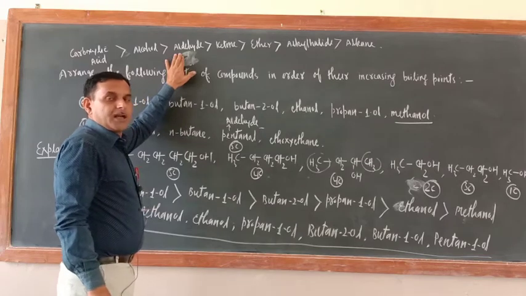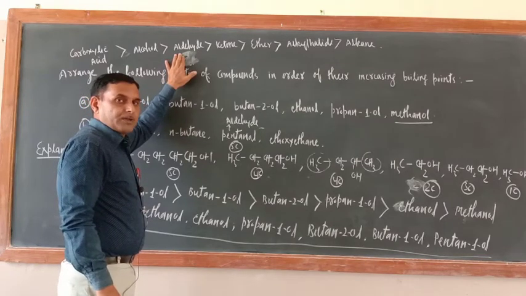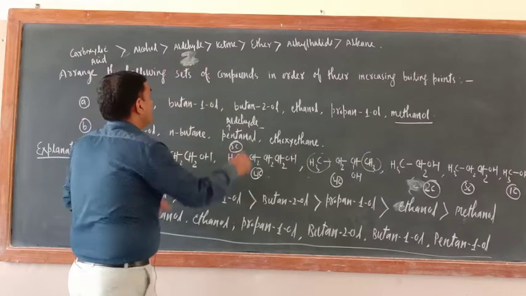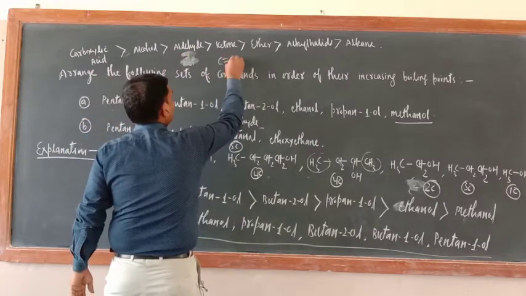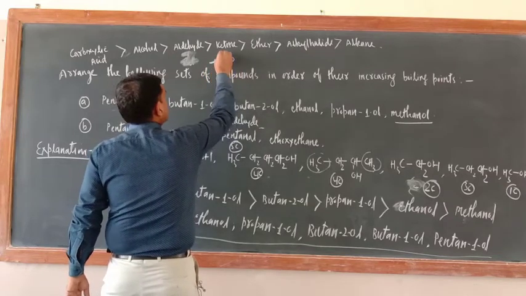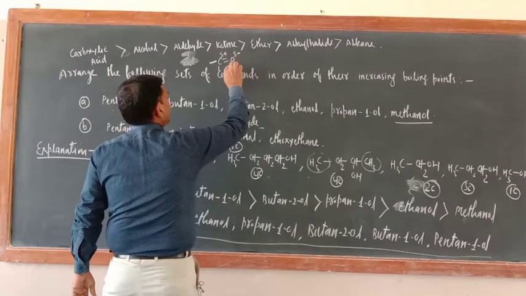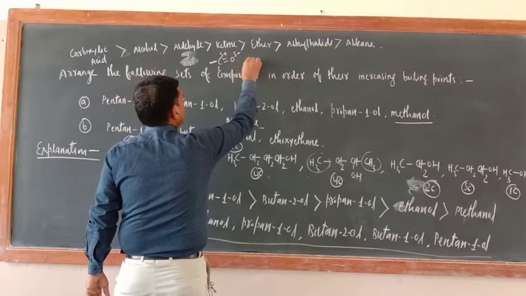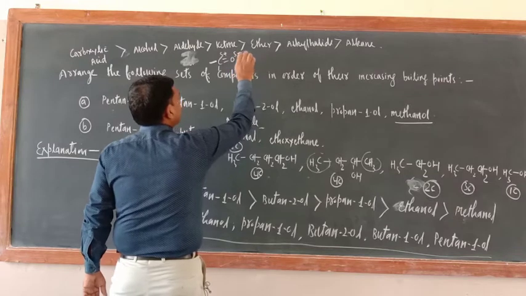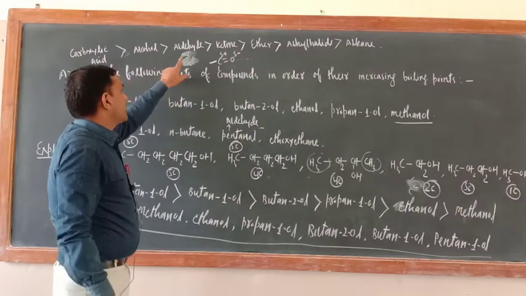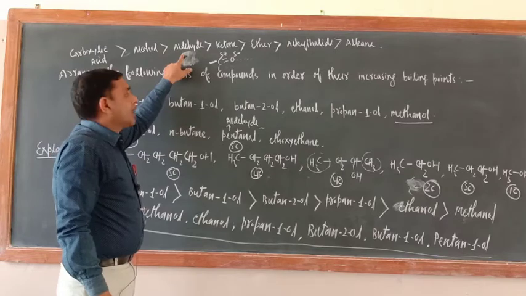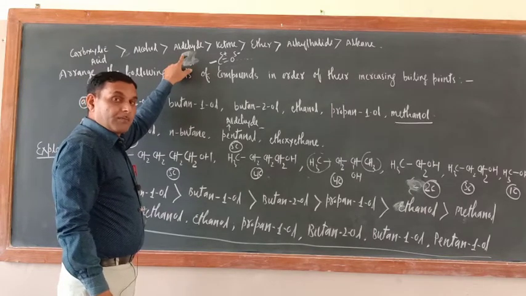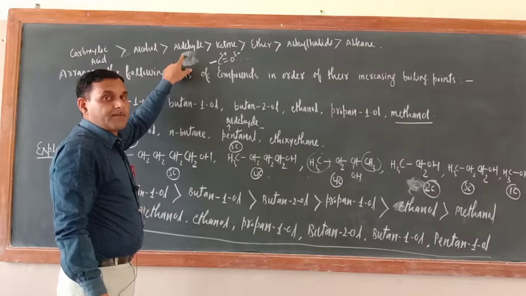Aldehyde and ketone, they can't form hydrogen bonds, but they have dipole interaction. Both have the C double bond O group, correct or not? So this is slightly positive, this is slightly negative. Other molecules of aldehyde and ketone will have the same thing, so dipole interaction would be there. Now the question arises: aldehyde has the CO group and ketone also has the CO group. So why is the boiling point of aldehyde more and ketone less?